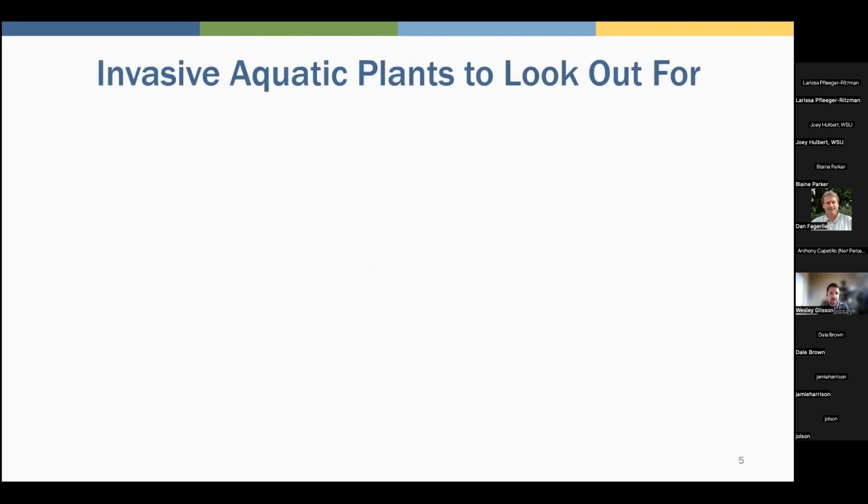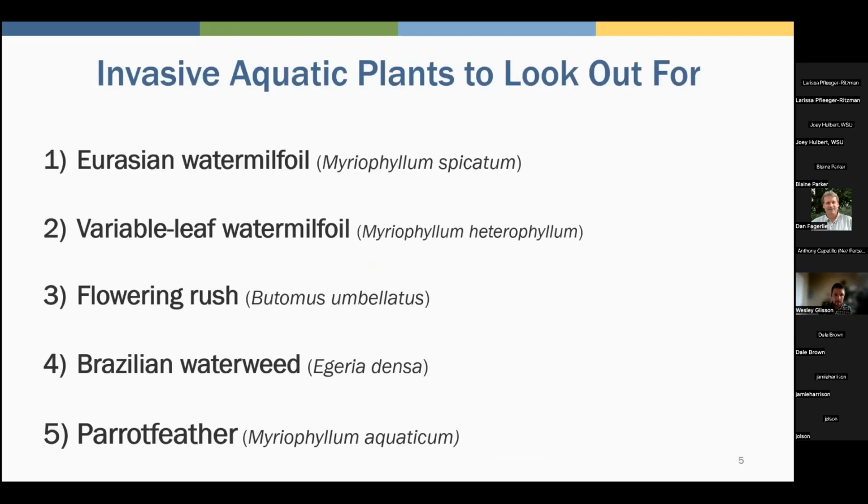So for the meat of my talk here, I'm going to be describing 5 different species of invasive aquatic plants to look out for. These are some of the worst of the worst here in Washington. They are Eurasian water milfoil, variable leaf water milfoil, flowering rush, Brazilian waterweed, and parrot feather.